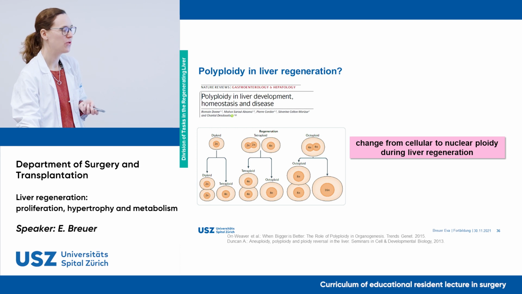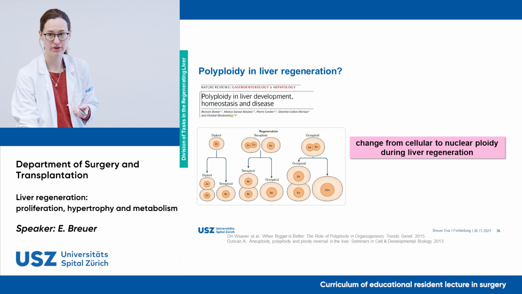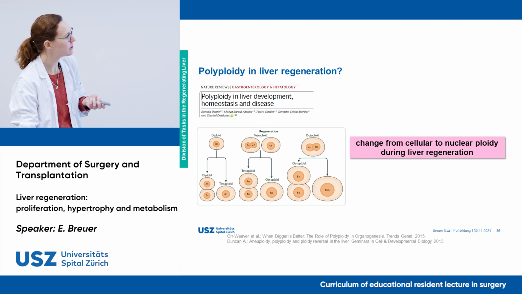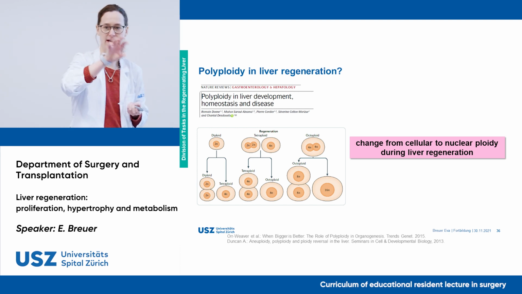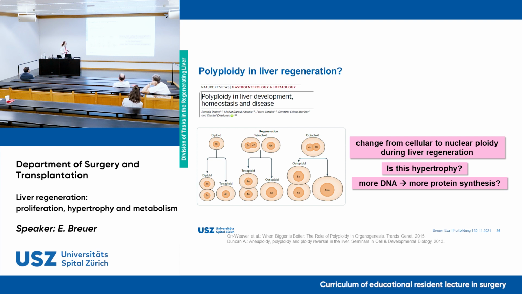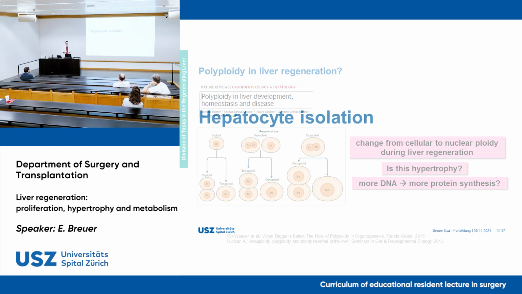What other groups have found is that there is a change in ploidy during liver regeneration. We have a change from cellular to nuclear ploidy, so we don't have these binucleated cells, but one big cell with one big nucleus. We don't know if this is the only reason for hypertrophy, but one connection to our hypothesis that the big cells are also the ones that are metabolically active is that if you have more DNA content, you can also have more protein synthesis.